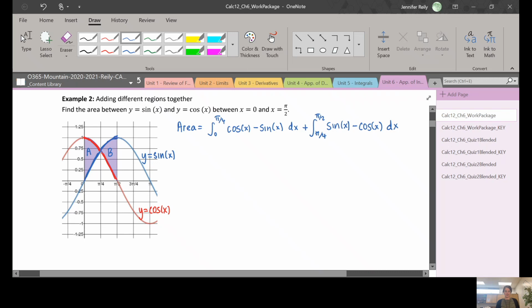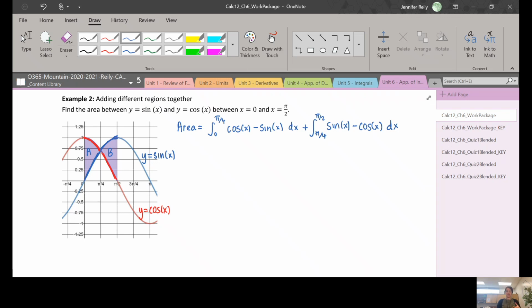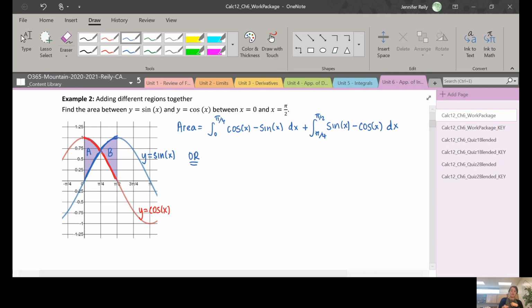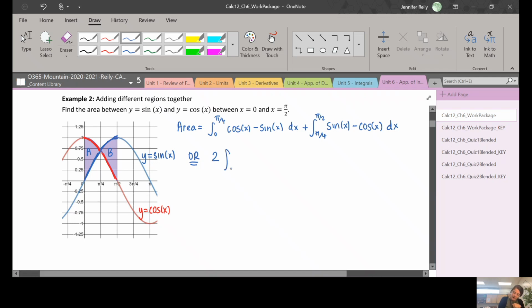That looks like a lot of work to solve. It's going to be a lot of plugging in. There is a trick for this question too. You could do it separately like that and add it all together. It's going to take some time. Or we can take advantage of some symmetry here. If you notice, region A and region B are the exact same. They're symmetrical. So if we just calculate region A and multiply it by 2, we're going to get the entire shaded region. So let's do that instead, because I like to save time.